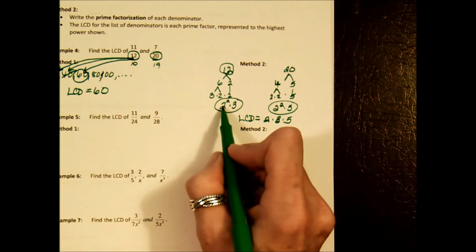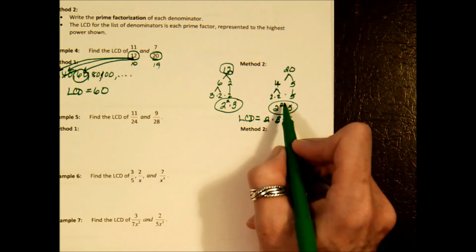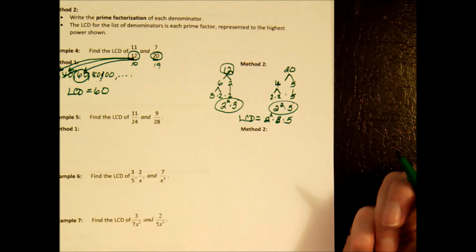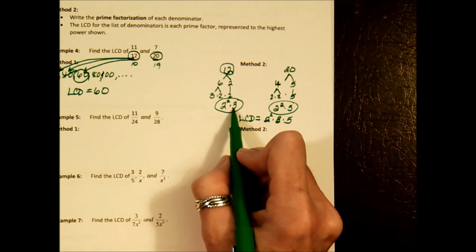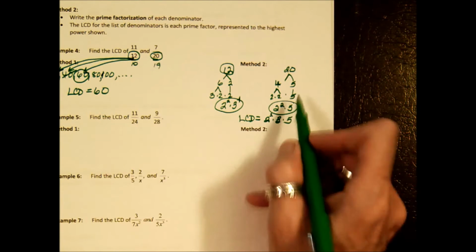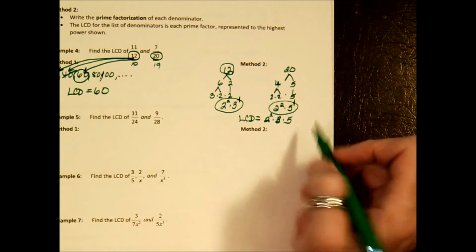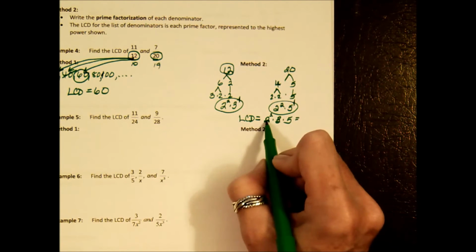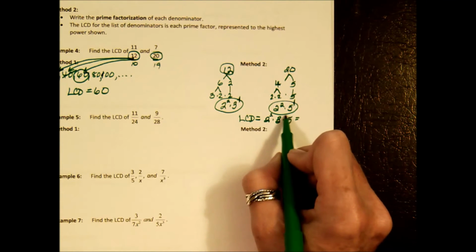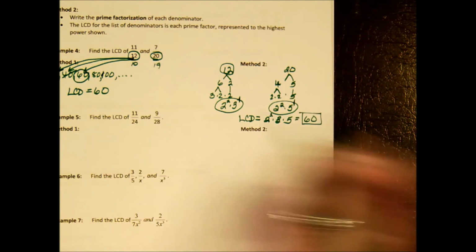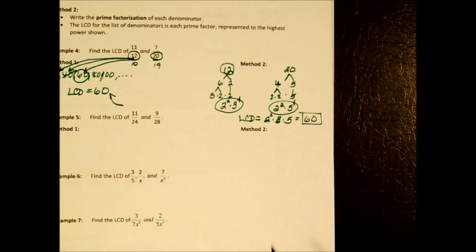So here I have a 2 to the second power. Here I have a 2 to the second power. So I need a 2 to the second power because those are the same. 3, the only 3 I have is right here, and its exponent is 1, so that 3 is good. The only 5 I have is right here. Its exponent is 1, so that's good. So what I have is 2 squared is 4, times 5 is 20, times 3 is 60. I get the same thing I got right here using the other method.